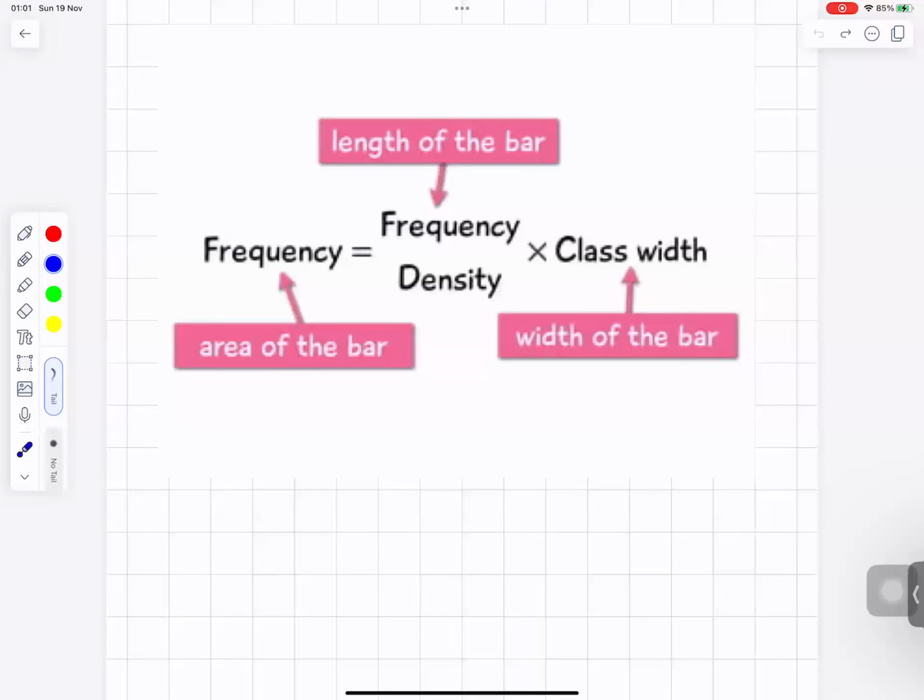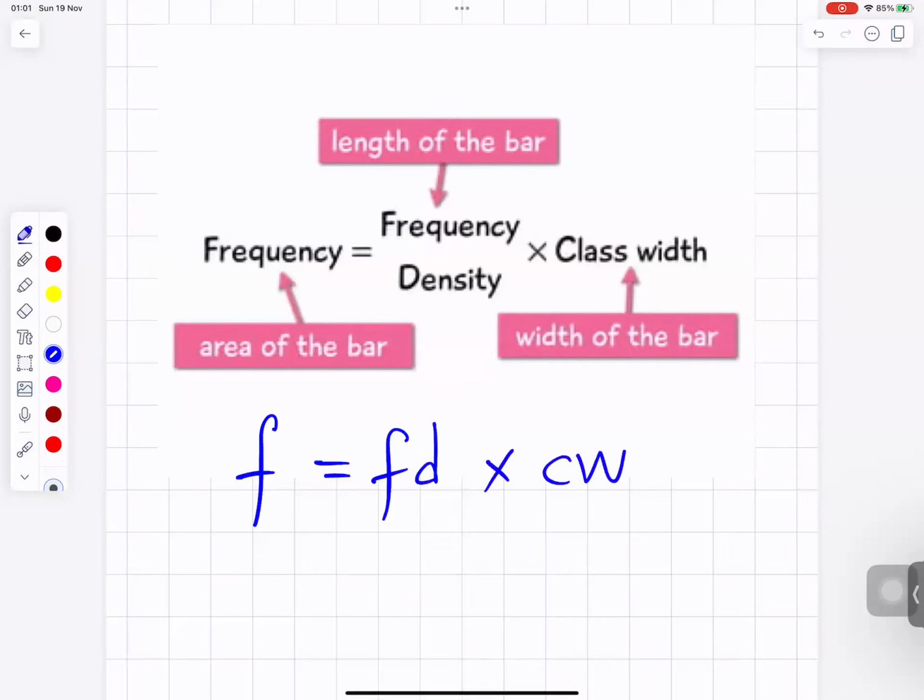So that's a nice way to remember the formula. Frequency is frequency density times class width. You can write it: frequency is equal to frequency density times class width. That's another way to help you remember it.